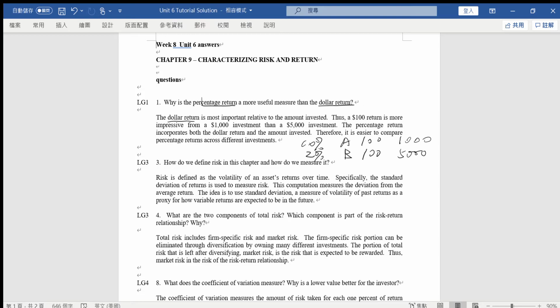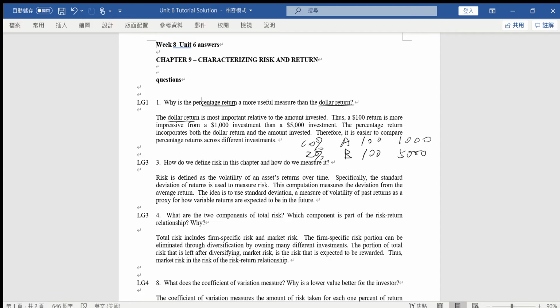Okay, second question. How do we define risk in this chapter and how do we measure it? You should define risk and then explain how to measure it. Risk is defined as the volatility of the asset's return over time. That means the fluctuation of the return across different time periods. Specifically, most often we use the standard deviation of the return to measure the risk, because that is based on how the return deviates from the average.